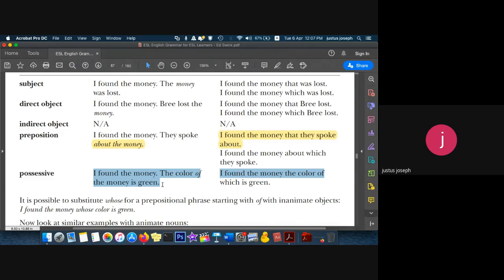Another example, I found the money, the color of the money is green. I found the money, the color of which is green. Here you can also write it as, I found the money whose color is green. You can also use another relative pronoun that is called whose, W-H-O-S-E. Whose color is green. Like that also you can write.